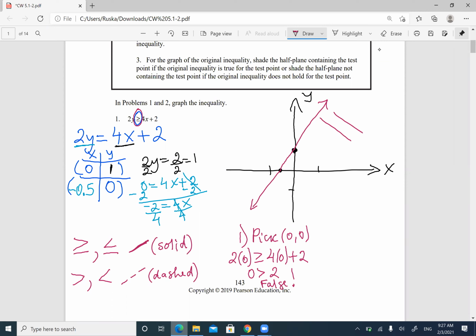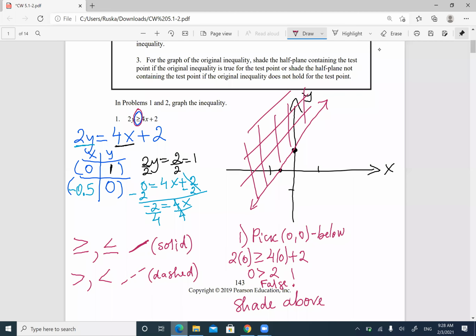If it's false, that means I have to shade the other side of 0, 0. So I'm not shading below, I'm shading above the line. I have to shade here. This is the side you have to shade, above the line, because 0, 0 is below.